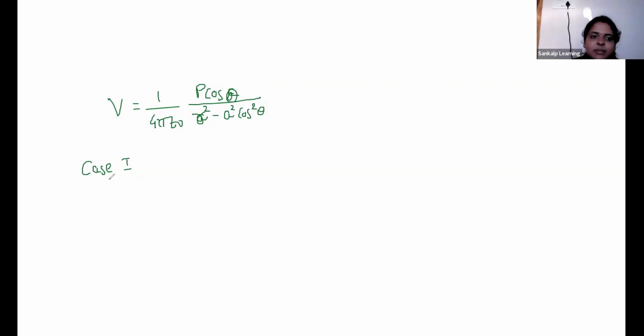Case 1, when theta is equal to 0. I already told you in the previous chapter on electric charge and field, we have done two derivations for the electric dipole. But here we finish it in one step. Why? See, theta is equal to 0 means along the axial line, that is, point P comes on the axial line. So this is the derivation we have done: P point is here. Suppose it is on the axial line, the theta value will be 0. So when the theta value is 0, see the potential value, what is cos 0? So cos 0 is 1, right?